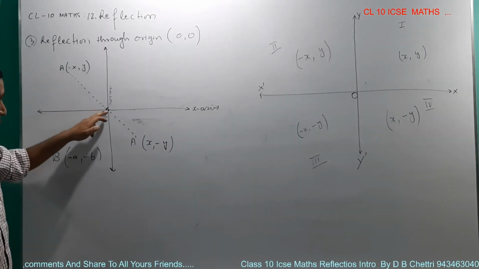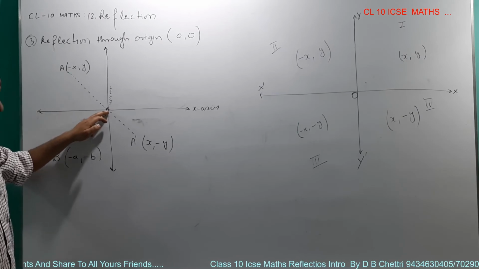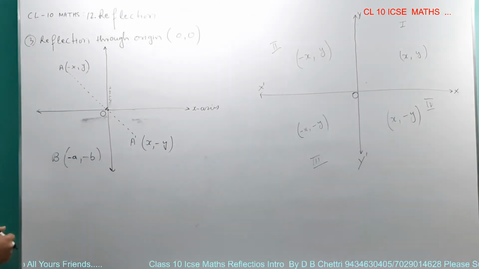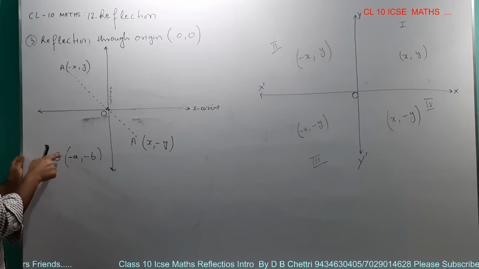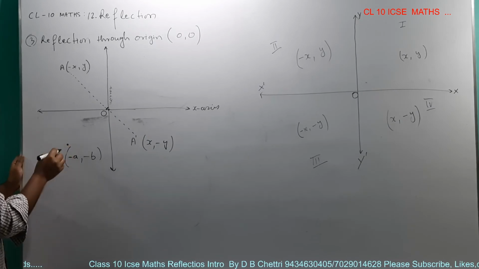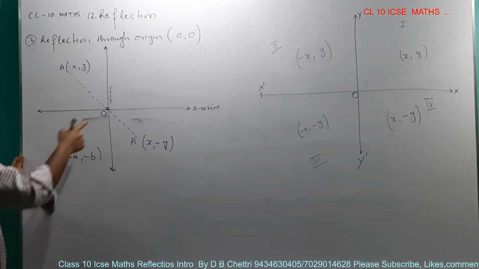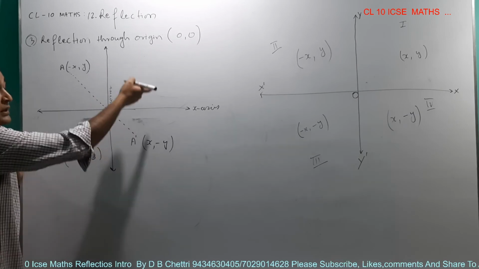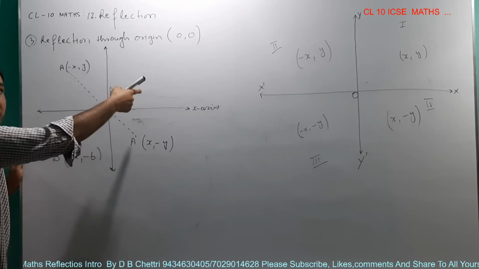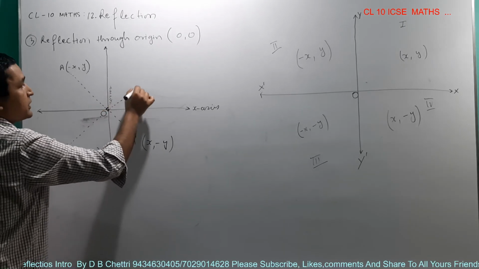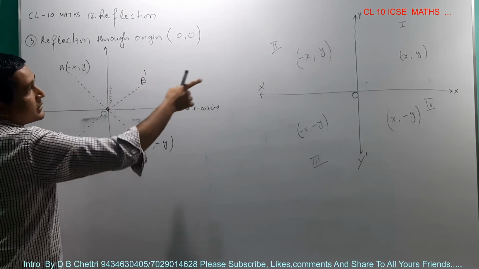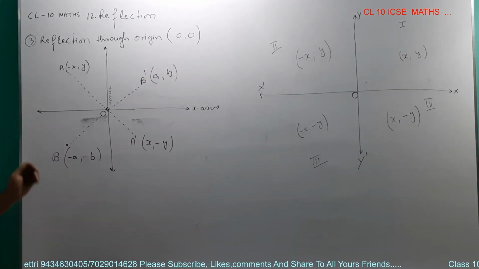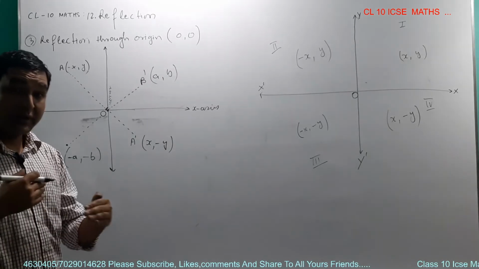Origin means the mirror is placed at these intersecting points, and remember, you have to look straight. The image is always formed in a straight line. Same way, B is here. Suppose this is the coordinate of B. If B is reflected through the origin, that means the mirror is at the center, so you can draw the line, and behind this mirror the image is formed. That means in the fourth quadrant, and this is indicated by B dash. Then what is the coordinate of B dash here?